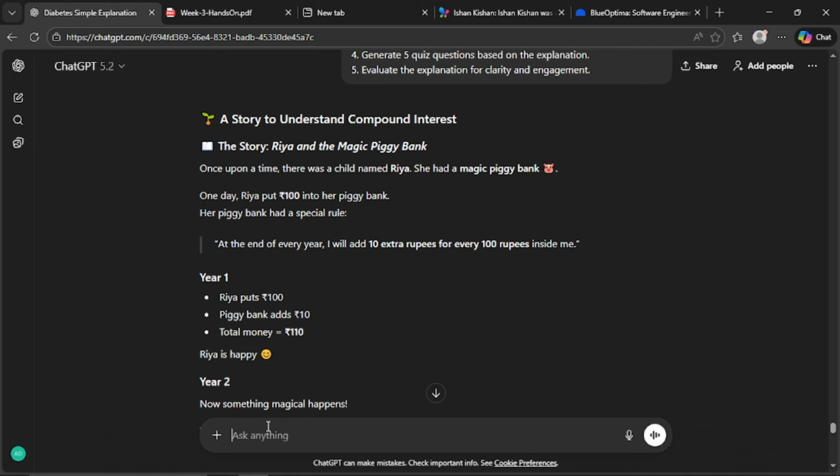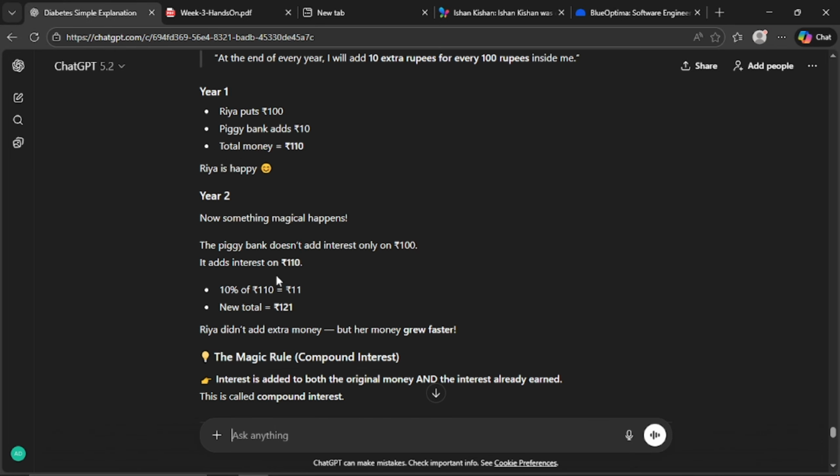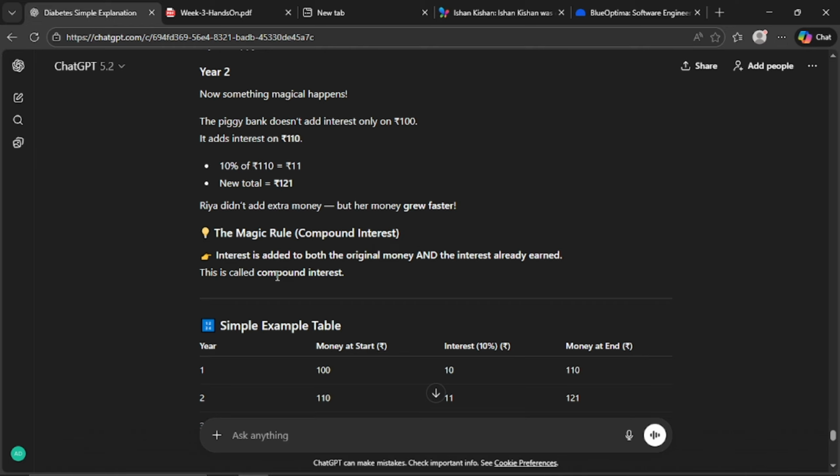Total money is 110. Ria is happy. Year 2, now something magical happens. The piggy bank doesn't add interest only on 100, it adds interest on 110. So 10% of 110 is 11, and the new total becomes 121. Ria didn't add any extra money, but her money grew faster. The magic rule of compounding: interest is added to both the original money and the interest already earned. This is called compound interest.